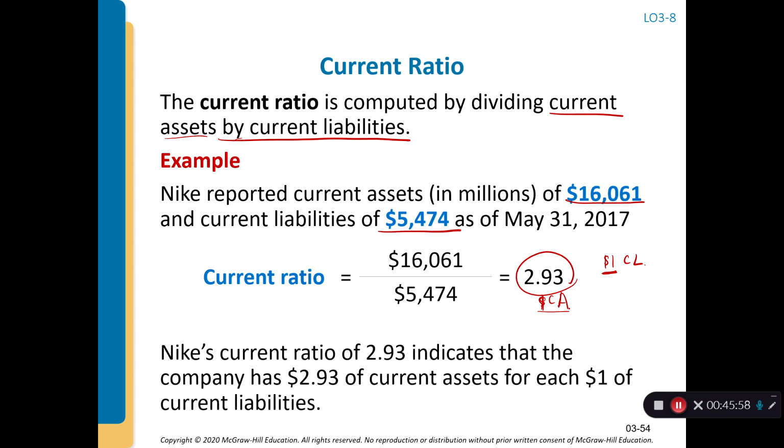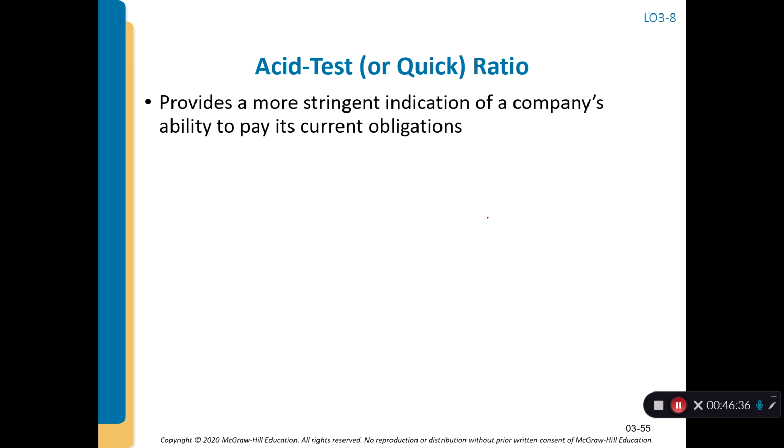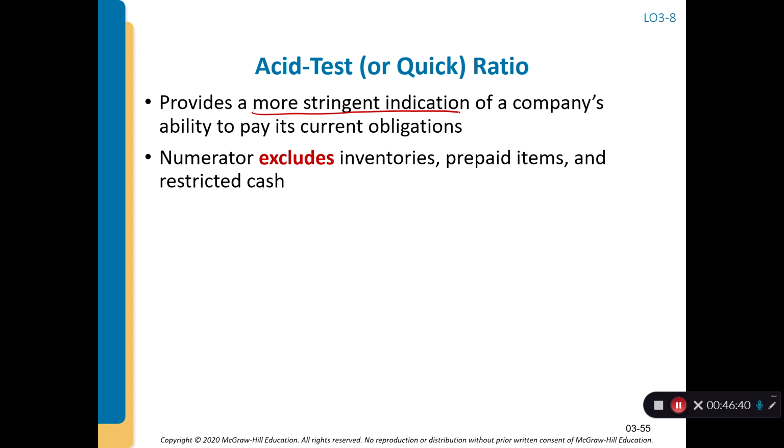But now we have to be careful, because within this $16,061, there is a portion that is not that easy to convert to cash, right? For example, prepaid rent. Although it belongs to the current assets, it is not essentially easy to convert into cash, right? Because of this problem, we want a more stringent indication of a company's ability to pay current obligations by calculating a new ratio called the quick ratio or acid test ratio.